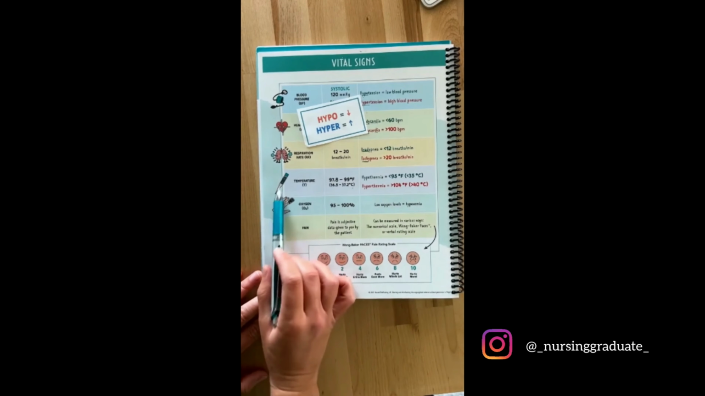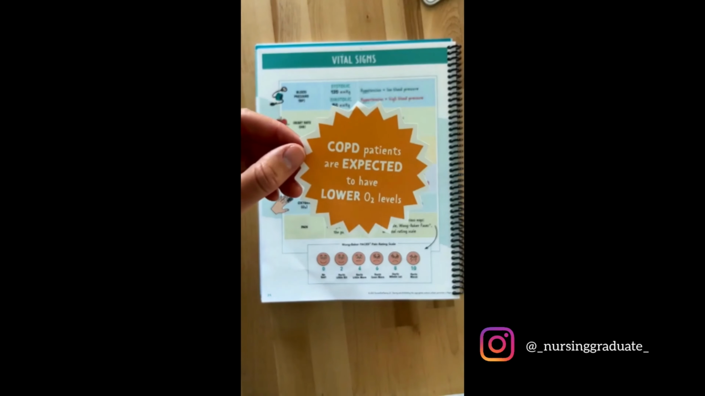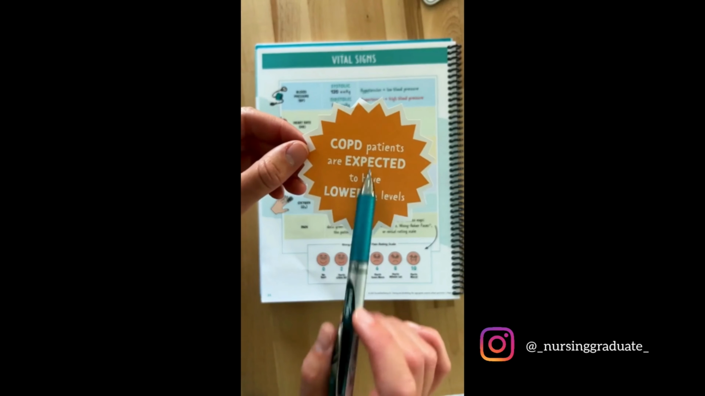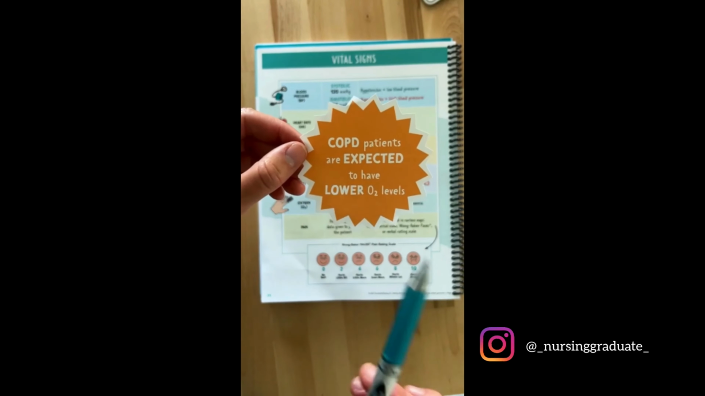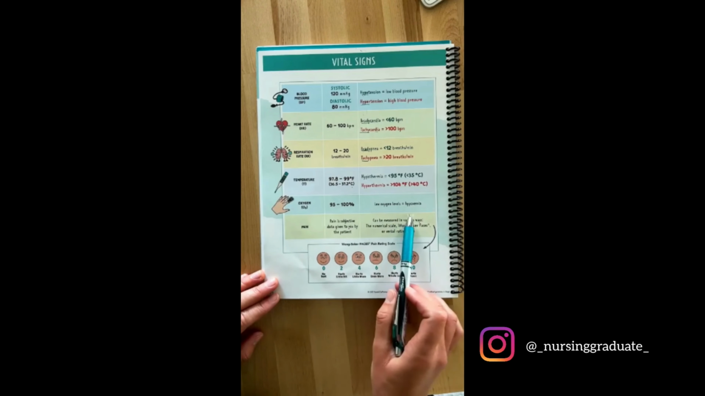Next is our oxygen levels. A normal oxygen saturation is 95 to 100%. But note on the NCLEX that COPD patients are expected to have lower O2 levels. This can be as low as 88%, and this would be considered typical and expected. When you have low levels of oxygen, you want to think hypoxemia. The tissues are deprived of oxygen.